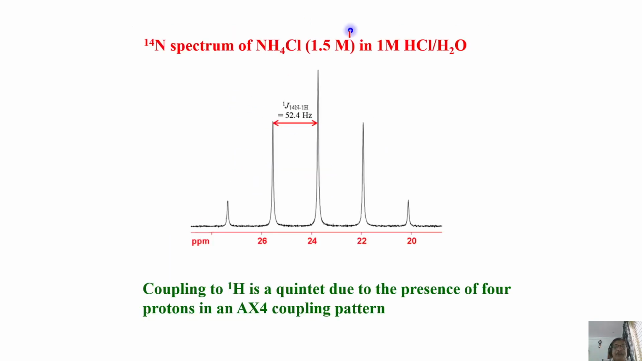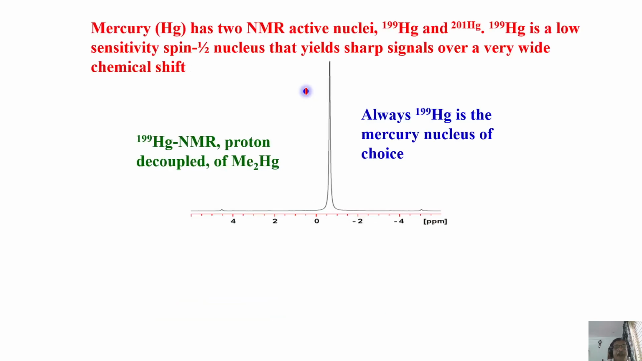Now the N14 spectrum of NH4Cl is something very interesting. N14 spectrum, if I look at it, is coupled to 4 protons. As I said earlier, according to Pascal's triangle and the 2nI plus 1 rule, you get 5 lines, 1:4:6:4:1 in intensity, a very beautiful spectrum. Measure this separation, you get the 14N proton J coupling. You understand? Similarly, we got this example earlier also. Mercury is another interesting nucleus, but it has 2 isotopes, 199 and 201.